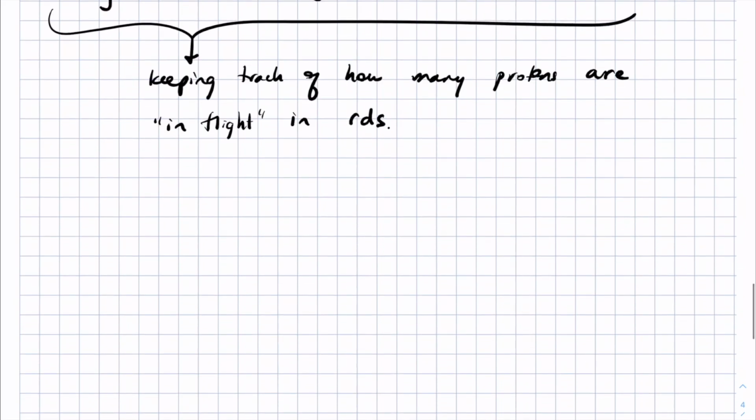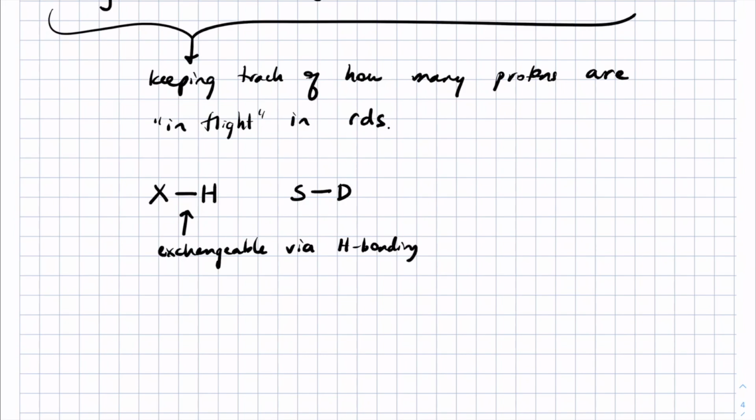So imagine a molecule where you have a proton attached to a heteroatom. And then imagine a solvent, which we're just going to represent with S, that is deuterated. And imagine that these are exchangeable via hydrogen bonding. And this is absolutely something that you're probably already familiar with.